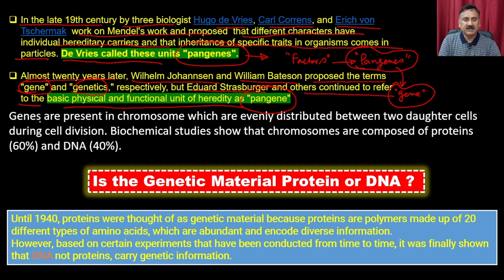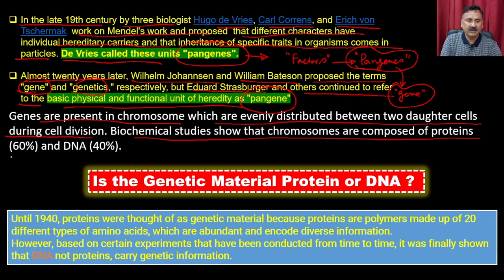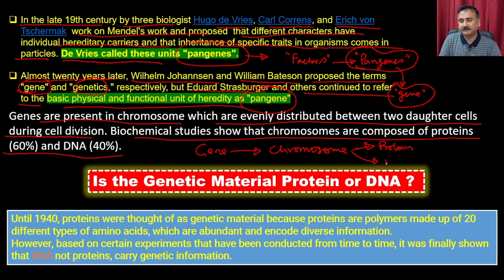Right? So genes are present in chromosomes, which are evenly distributed between the two daughter cells during cell division. And biochemical study showed that chromosomes consist of protein and DNA. So it is clear that the gene is present in the chromosome. We are going to discuss nuclear packing when we talk about the genetic material. And the chromosome is made up of two parts, the protein part and the DNA part.